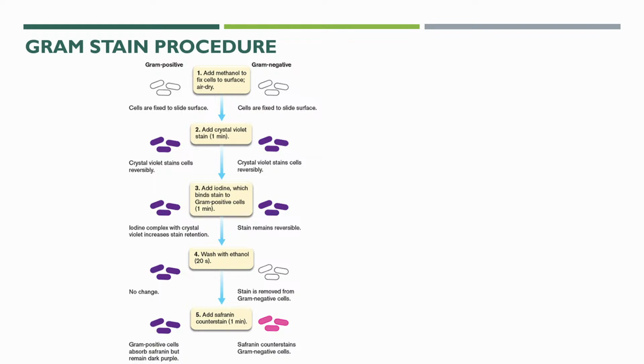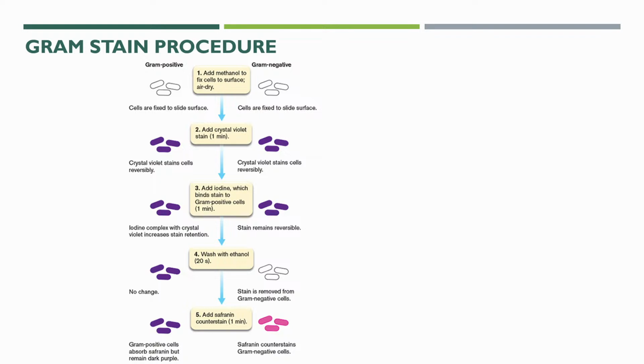And then the last step of this Gram stain procedure is you add a counter stain. The counter stain is what we call safranin. It has a pinkish reddish color, and because the gram-negative cells lost the crystal violet, they are going to counter stain with safranin.